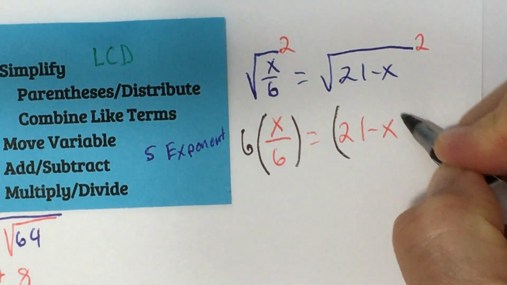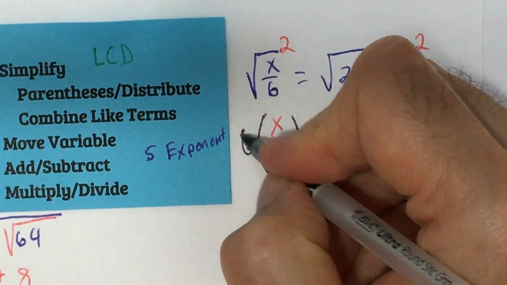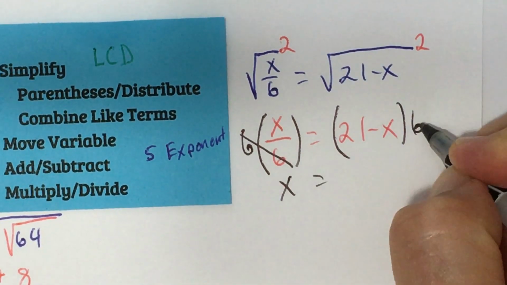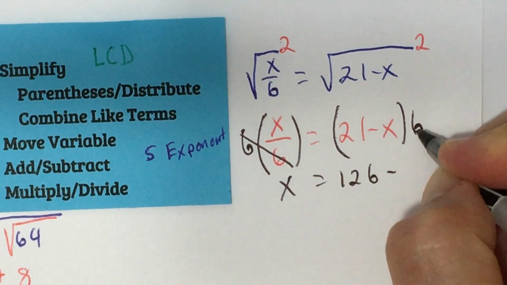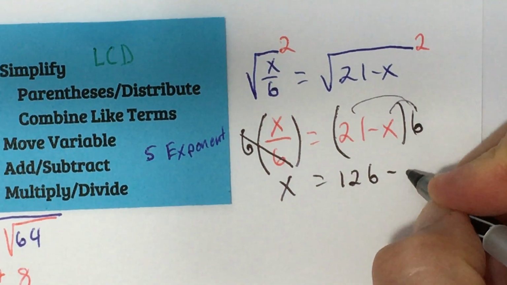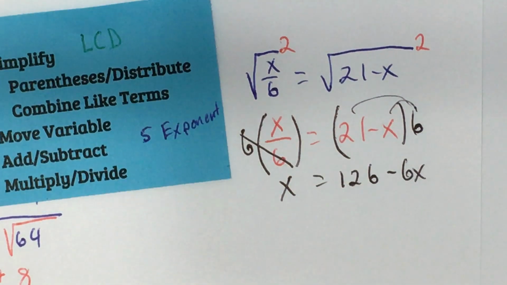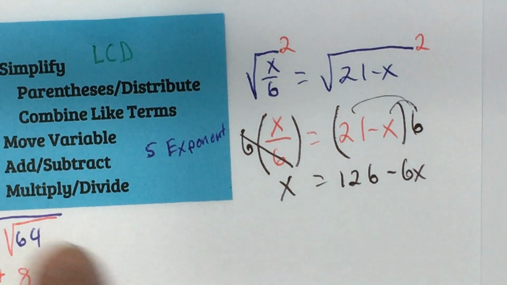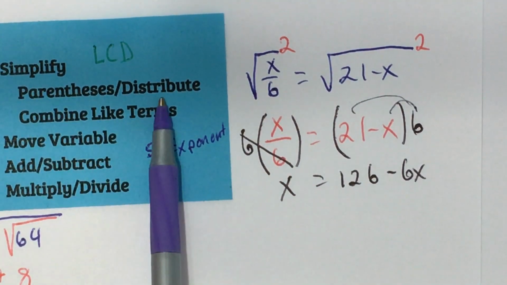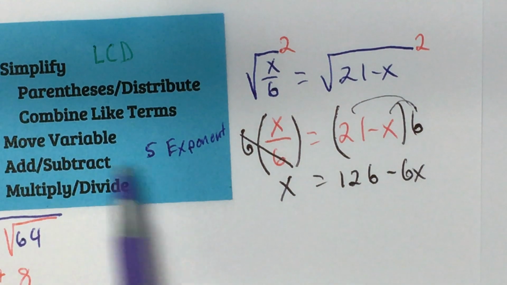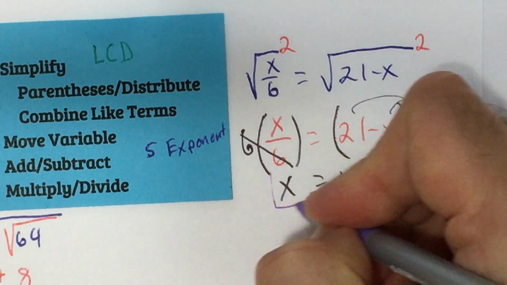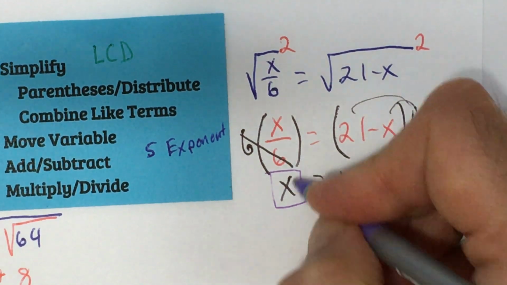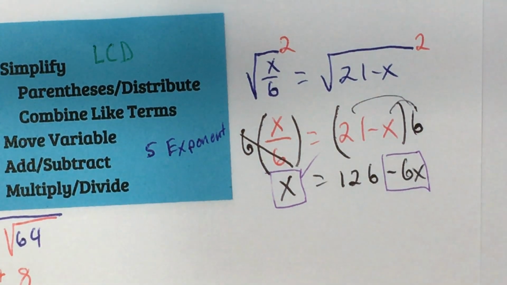Times 6, times 6. These will cancel. X equals 6 times 21 is 126 minus 6x. Okay, I go through the process again. Simplify. Parentheses? No. Combine like terms? No. Move the variable? Yes. Here's my two variables. This one is my more positive. I'm going to get rid of this one.